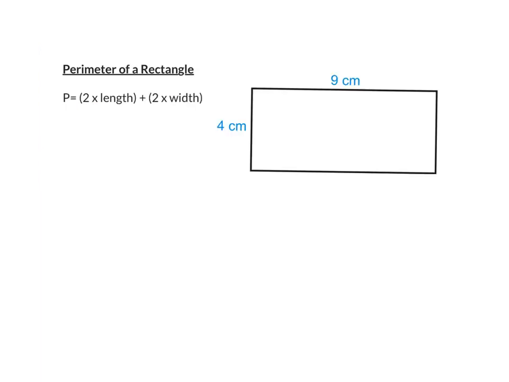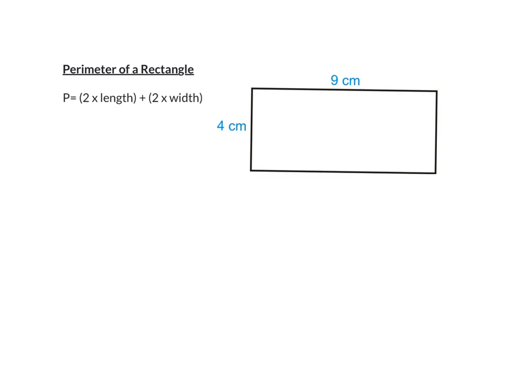So another way of finding the perimeter is by using this formula over here. However, this formula can only be used to find the perimeter of a rectangle. So the formula is P, which is perimeter, equals 2 times length in brackets plus 2 times width in brackets. So in order to find the perimeter using this formula, I can simply plug in my measurements I already have into this formula to help me find the perimeter.